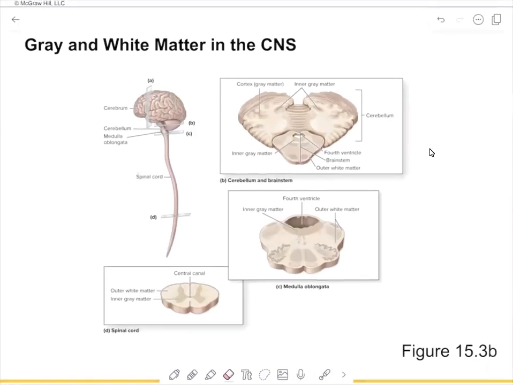We're going to look at the gray matter and the white matter in the central nervous system and also in the spinal cord. So let's look at sections of the brain. We have the cerebrum, the cerebellum, which is in the very posterior region of the brain back here. And below that is the medulla oblongata, which is part of the brainstem. You should know that the brainstem has three major parts.